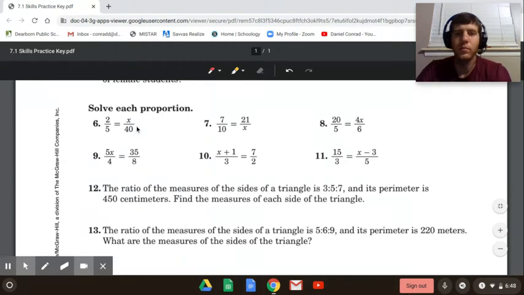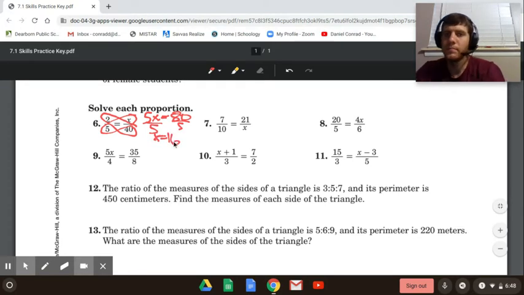To solve a proportion, you need to cross multiply. So we're going to do 2 times 40 and 5 times x. That gives us 5x equals 2 times 40, which is 80. We can divide by 5. And that gives x equals 16.